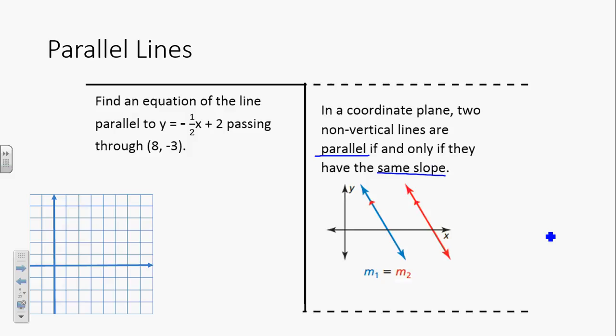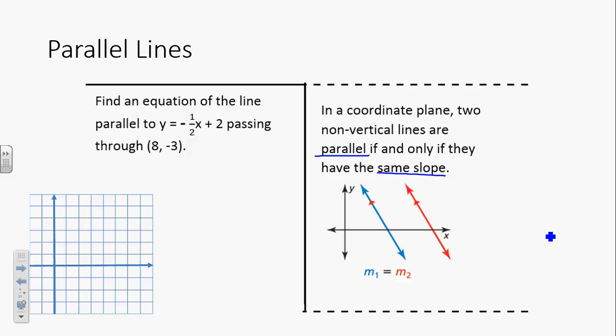Okay, it's common when you're taking notes to summarize and simplify and not write things word for word. Okay, parallel, same slope. That means that when I have this blue line, its slope has to be the same as the red line slope because they're parallel. All right, so moving to the right, if we're asked to find the equation of the line that is parallel to y equals -1/2 x plus 2 and passes through the point 8, -3, we want to find the equation.